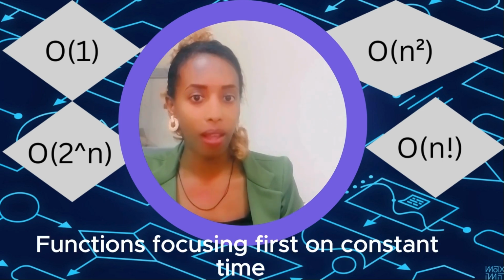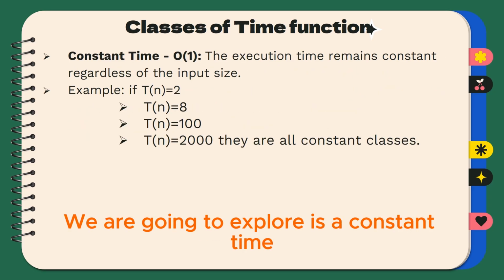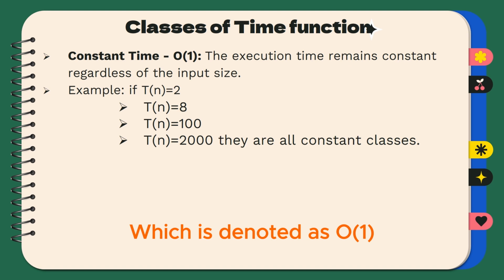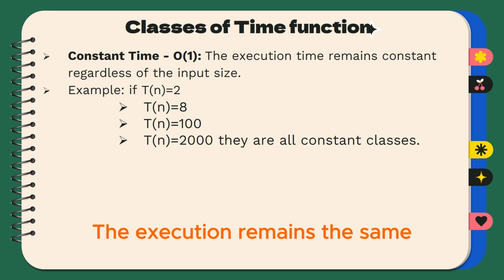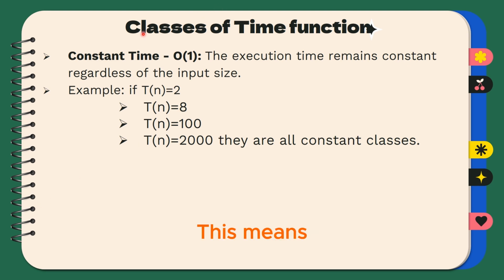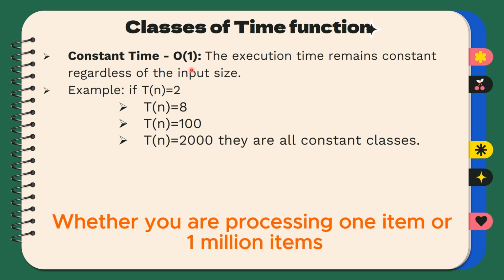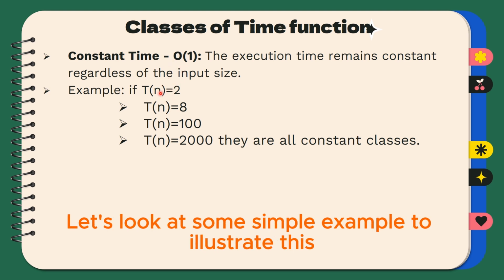The first class we are going to explore is constant time, which is denoted as big O of 1. In constant time complexity, the execution time remains the same regardless of the size of the input. This means whether you are processing one item or a million items, the time taken by the algorithm does not change. Let's look at some simple examples to illustrate this.